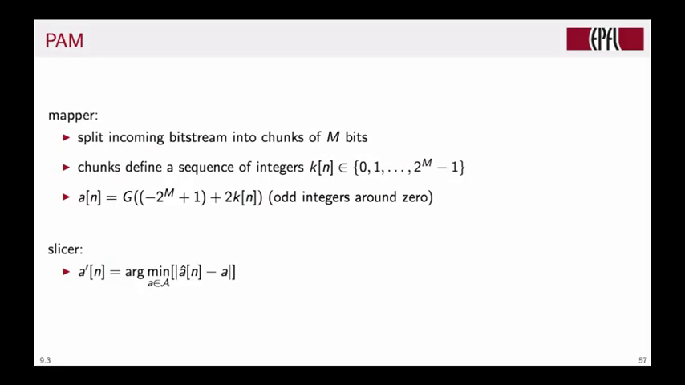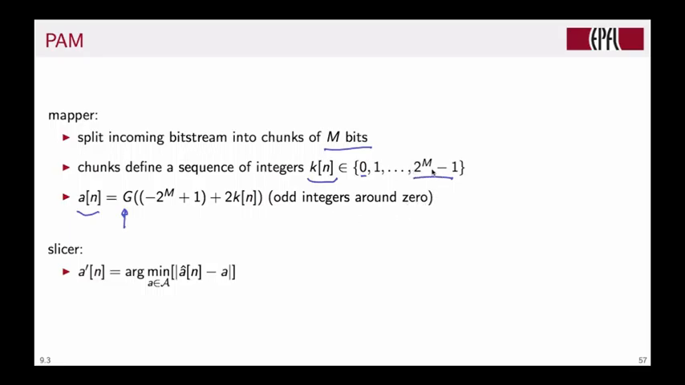The first example is PAM, Pulse Amplitude Modulation. We split the incoming bit stream into chunks of m bits so that each chunk corresponds to an integer between 0 and 2^m minus 1. We can call this sequence of integers k[n], and this sequence is mapped onto a sequence of symbols a[n], like so. There's a gain factor g, like always, and then we use 2^m minus 1 odd integers around 0.